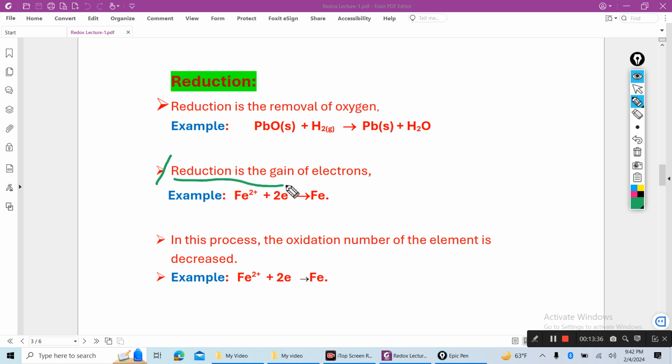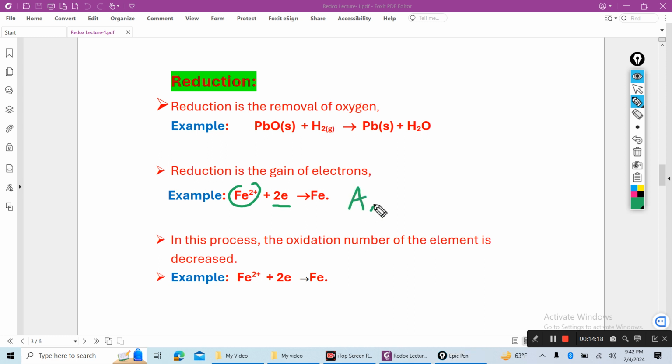Also reduction is the gain of electrons. You know, oxidation is the loss of electrons, reduction is the gain of electrons. Here Fe2+ gains 2 electrons, plus means gain, to form iron. As the iron 2 ion gains electrons, this is known as reduction. Fe2+ gains 2 electrons, this is reduction.